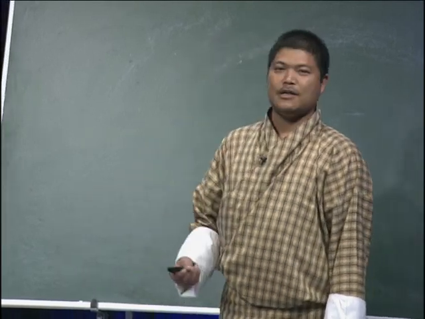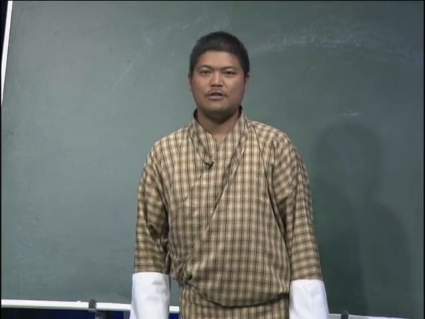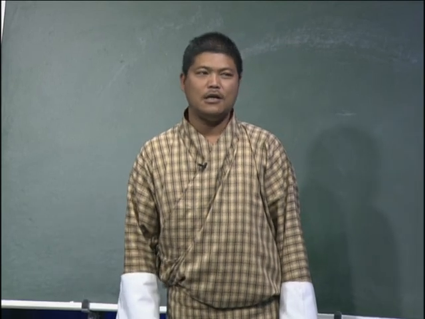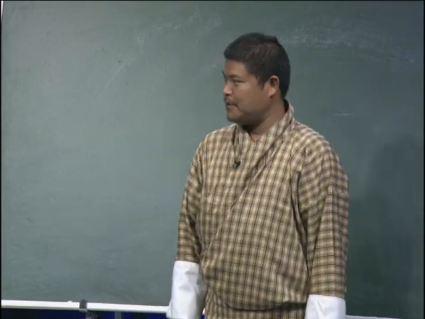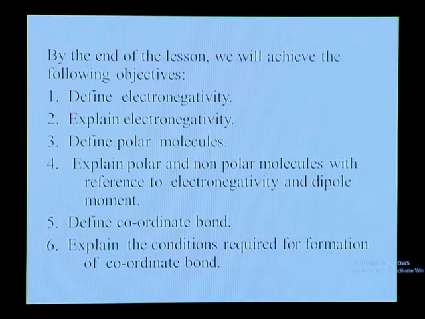Today we are going to learn about electronegativity, polar molecules, and coordinate bond. A lesson for key stage 5, that is for classes 11 and 12. Now, let me read out the lesson objectives for the day. By the end of the lesson, we will achieve the following objectives.